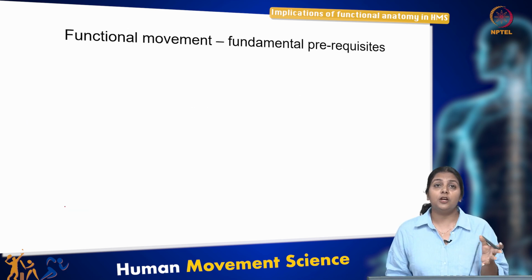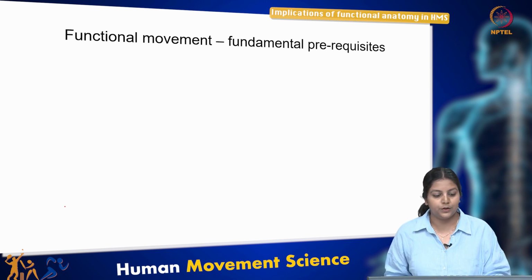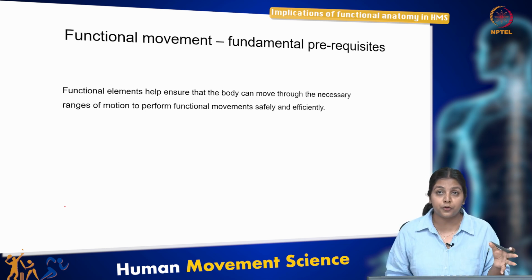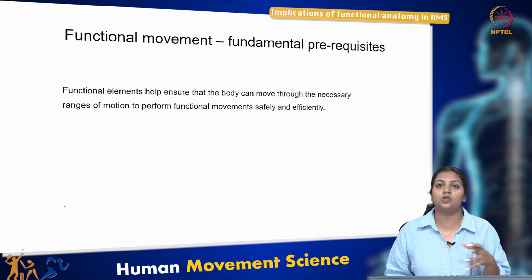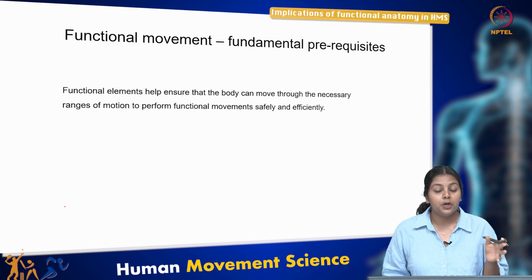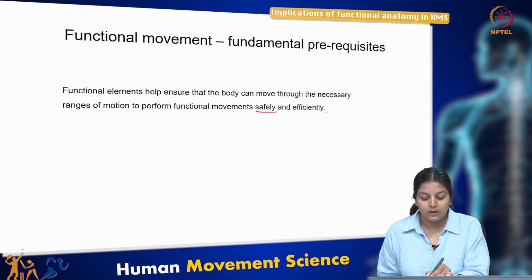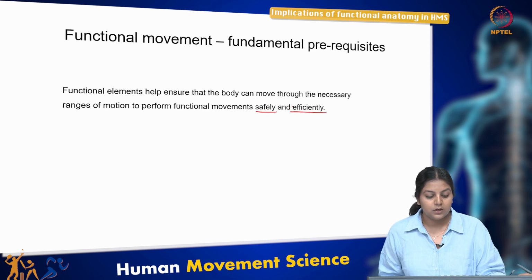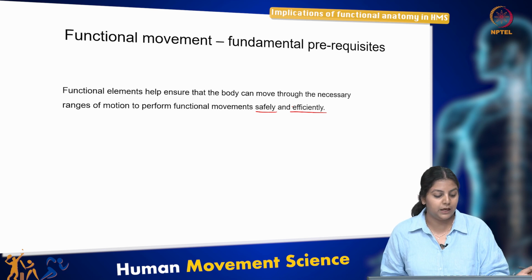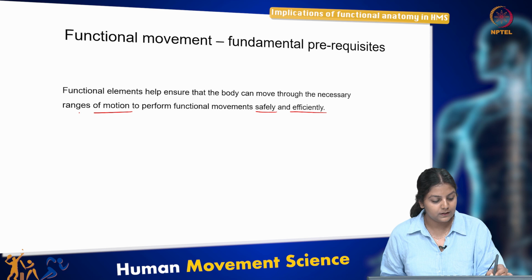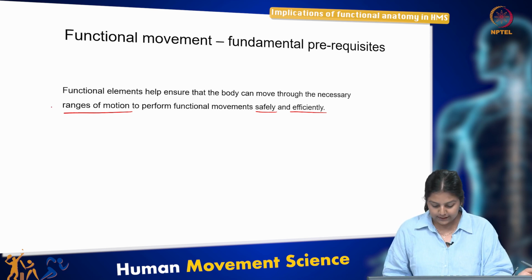So to understand functional movement, what are some of the fundamental prerequisites? Let's look at them. So the functional elements help ensure that the body can move through the necessary transitions or necessary range of motion to perform functional movements safely and efficiently. So it's the body's capacity to be able to perform the necessary range of motion safely and efficiently.